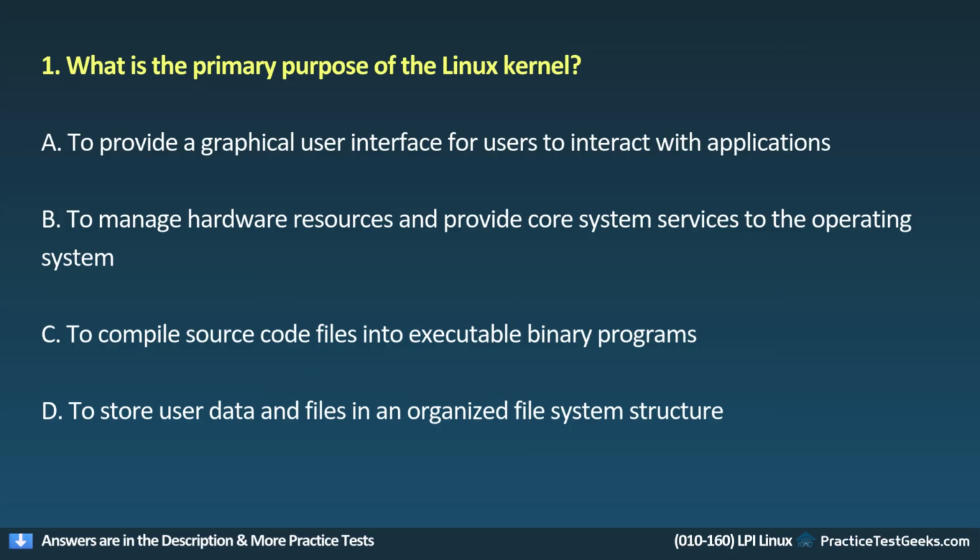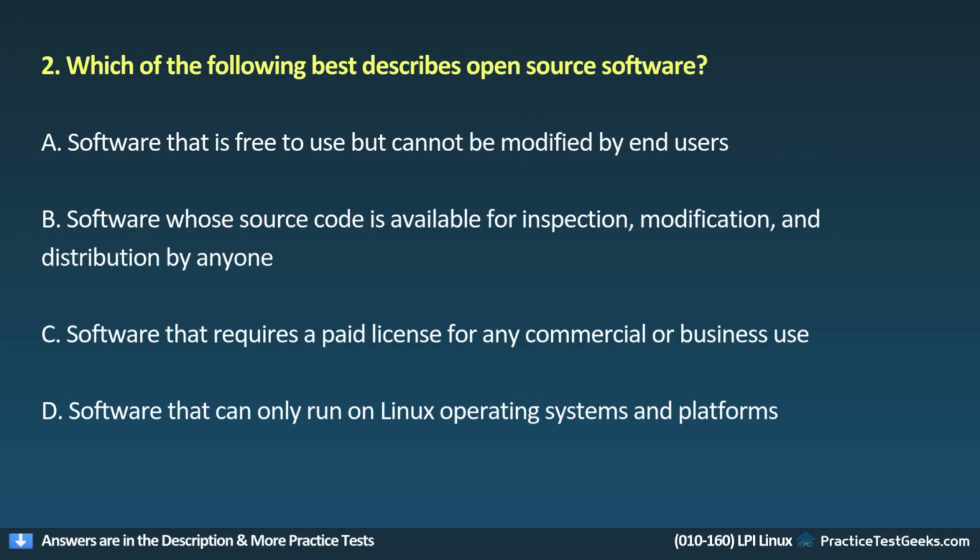C. To compile source code files into executable binary programs. D. To store user data and files in an organized file system structure. 2. Which of the following best describes open source software?